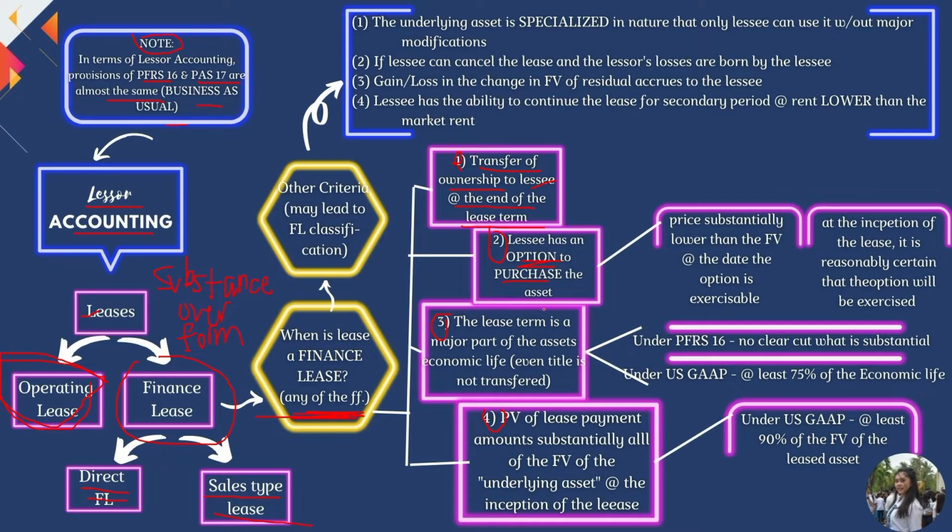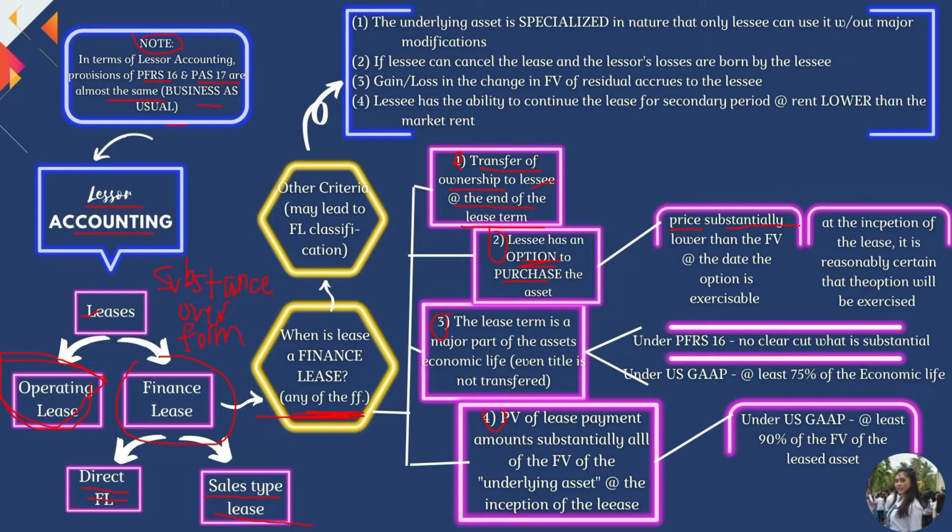Number 2, the lessee must be given by the lessor an option to purchase. So, at the end of the lease term, the lessee has the option whether he wants to buy the asset or not. Thus, if there is a purchase option, it can be classified as a finance lease. But we have an annotation here about this lessee having an option to purchase the asset. Number 1, the price substantially, okay? The price, that is, the option to purchase, the time when you are given a chance to buy the asset.